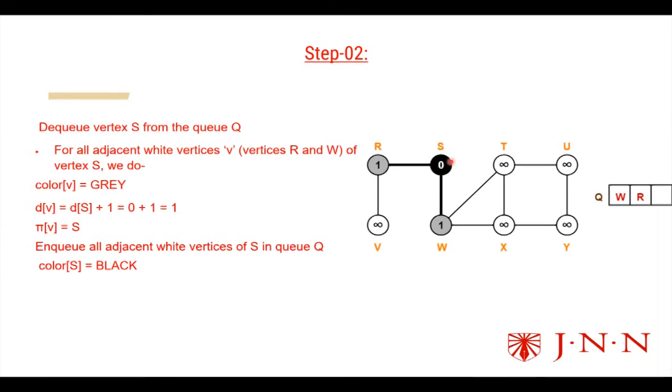Then immediately the source vertex turns from gray into black color, and the distance of the destination nodes of that source is 1 for R and 1 for W. So we enqueue all the adjacent white vertices, turning them into gray, and the source vertex color becomes black. Then we have identified that Q holds the W and R vertices.